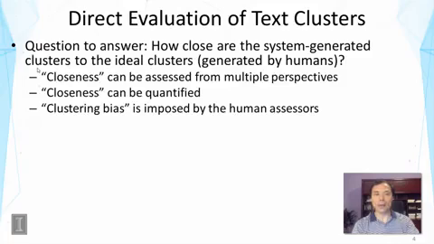Now, we also want to quantify the closeness, because this would allow us to easily compare different methods based on their performance figures. And finally, you can see in this case, we essentially injected the clustering bias by using humans. Basically, humans would bring the needed or desired clustering bias.